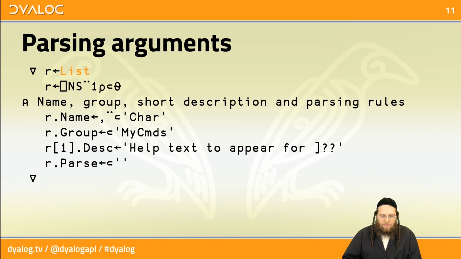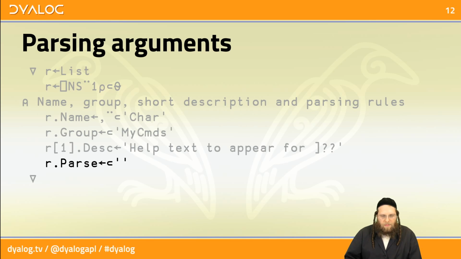So we had the list function, and at the very bottom it had this parse variable as a member of the namespace that represents the user command. And as you can see here, it's just quote quote, just an empty text vector. That means that the run user command will get fed whatever text as a character vector that the user command was called with as an argument, as is, nothing modified at all.